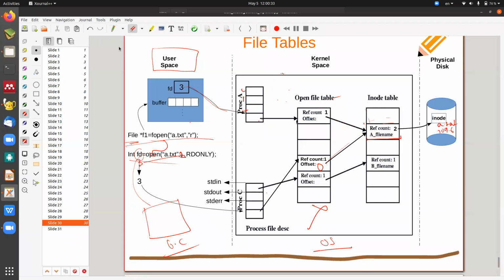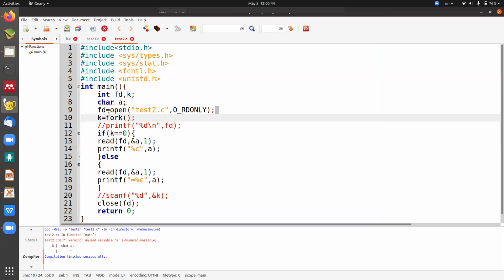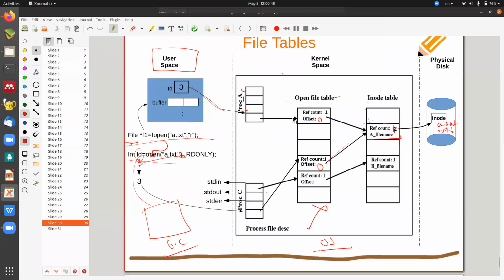1. यहाँ पर ऑफसेट 0, रेफरेंस काउंट 1. बट नहीं. देन आफ्टर व्हाट आई डिड, आई एस्टैब्लिश ए फॉर्क. फॉर्क क्या करेगा? What the fork has to do? Another process. कॉपी द एड्रेस स्पेस.